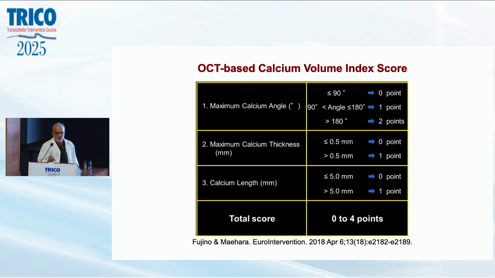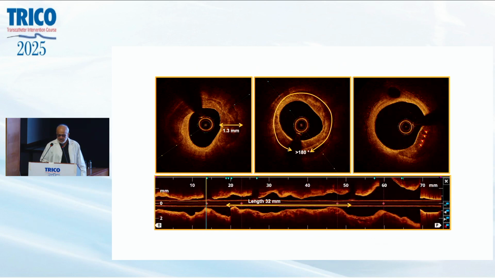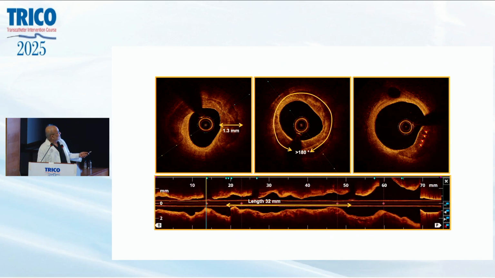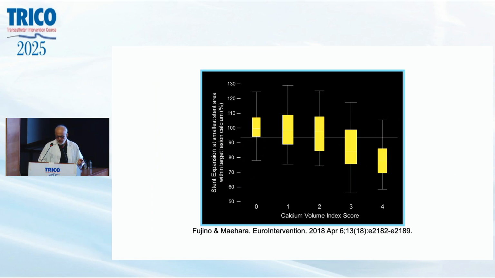So total 4, and this is the example where you can see different thickness and different degrees of circumferential involvement of the calcium. And this is very important. Calcium score of 1 and 2 means the expansion even with a non-compliant balloon will be great, but calcium score 3 and 4, you have to use a technology.